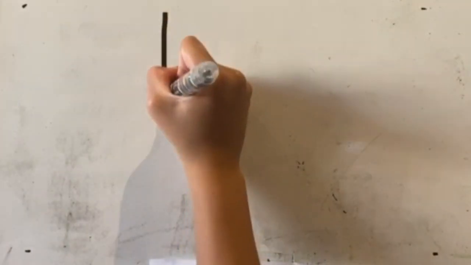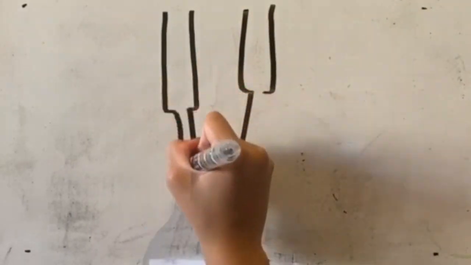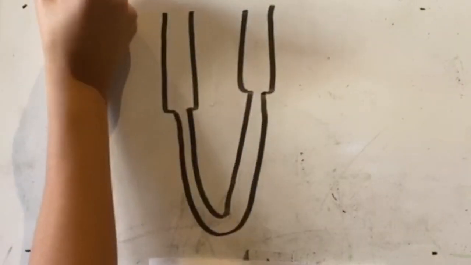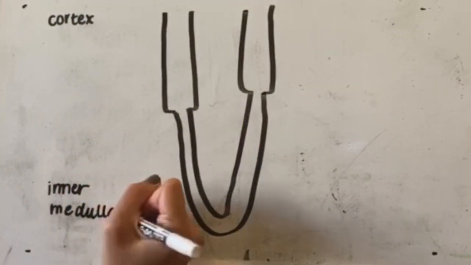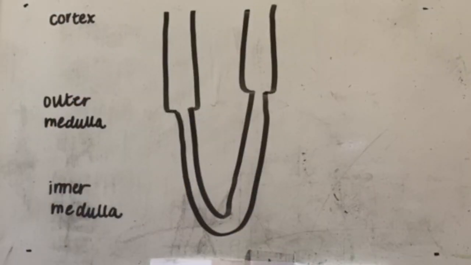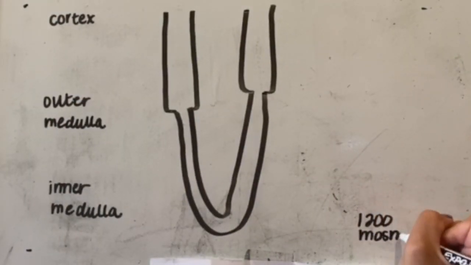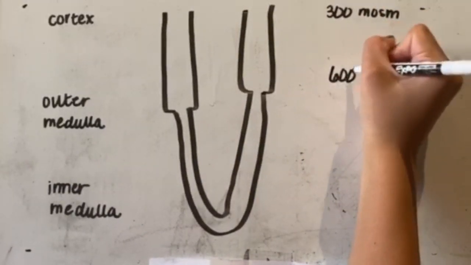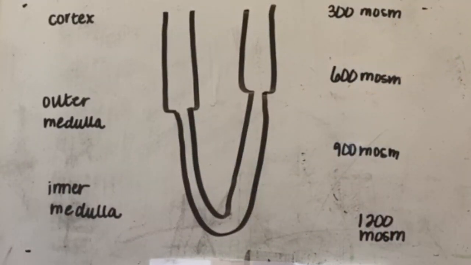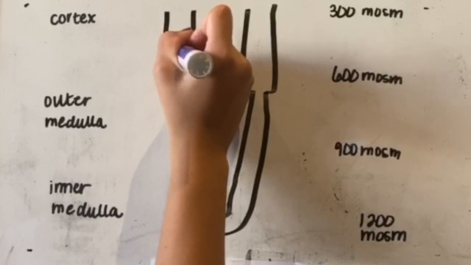As the filtrate moves down the descending limb, water moves out of the tubule and into the surrounding kidney tissue, the medulla. At the bottom of the loop of Henle, the inner medulla has a molarity of 1200 milliosmoles, creating a hypertonic environment. As the filtrate moves through the ascending limb, sodium chloride moves out and into the medulla.